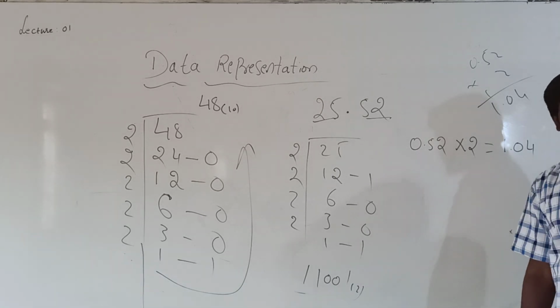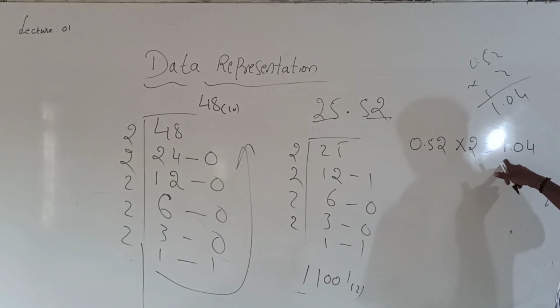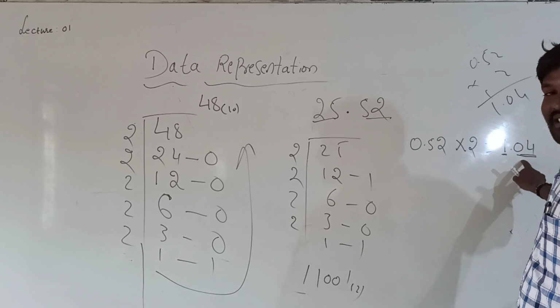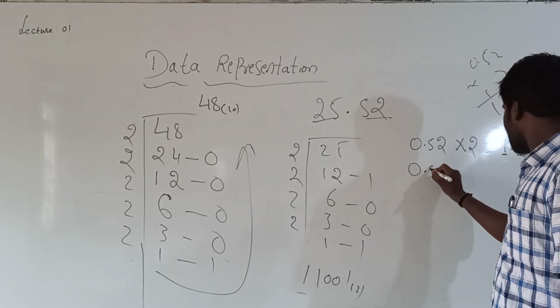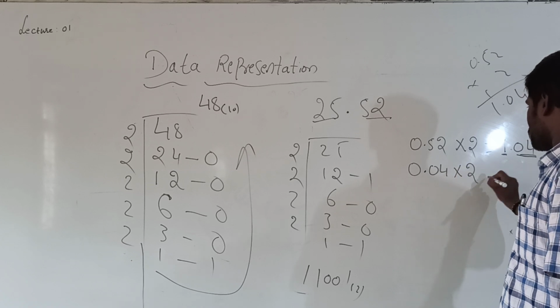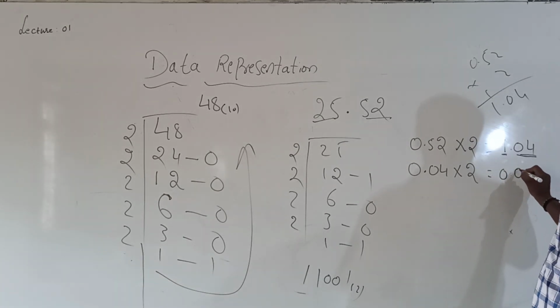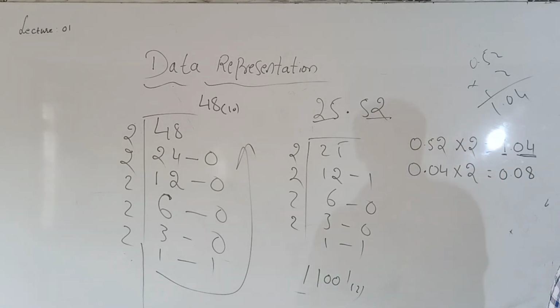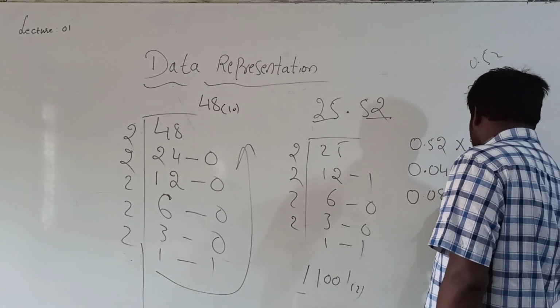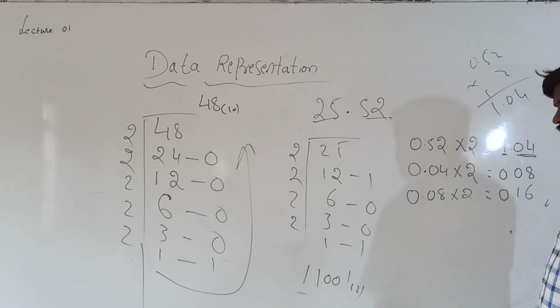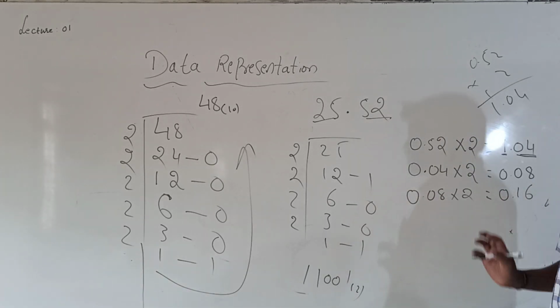See here, after multiplying, you can observe again an integer part and a decimal part. In the next step, you have to consider only the decimal part, that is 0.04 into 2, which is 0.08. Again 0.08 into 2, that is 0.16. Again if you multiply, 0.16 into 2 is 0.32.